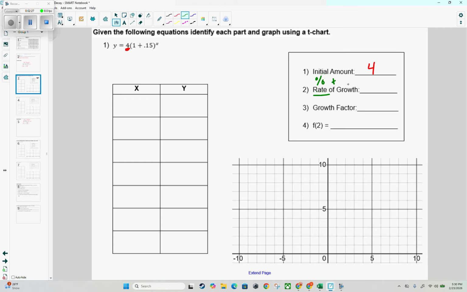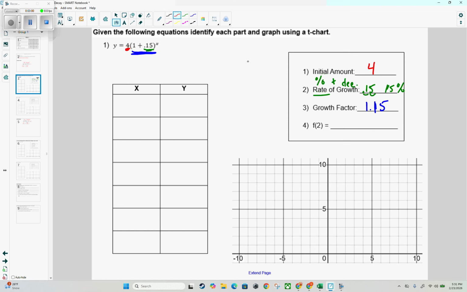And then the factor will be what happens when we add 1 plus what we get from that. I can see here my rate of growth is the 15 or the 0.15. To get that as a percent, I just move that decimal spot 2 to the right, and that means I have a 15% growth on this equation. My growth factor is when I actually add this together. So 1 plus the 0.15 gives me 1.15. Easy enough. It shouldn't take too much, especially you honors kids.